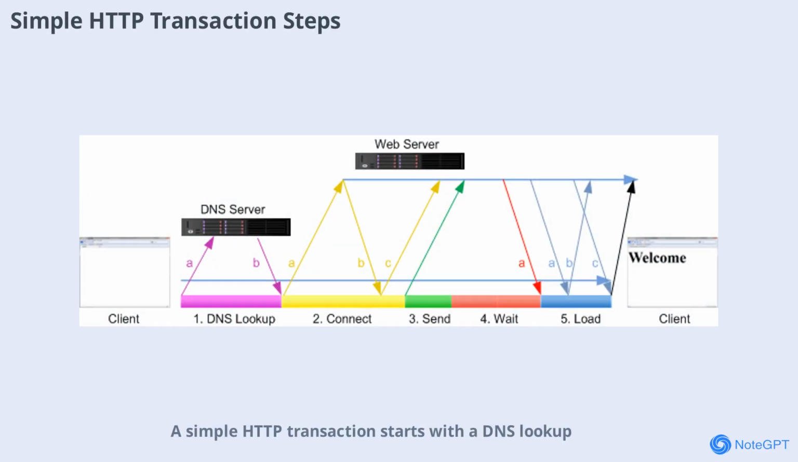A simple HTTP transaction starts with a DNS lookup, where the client resolves the domain name to an IP address. The client then establishes a TCP connection with the server. After the connection is set up, the client sends an HTTP request and waits for the server's response. The server processes the request, finds the resource, and sends back the response, which the client loads. Finally, the connection is closed. This process is the foundation of how browsers retrieve web pages.